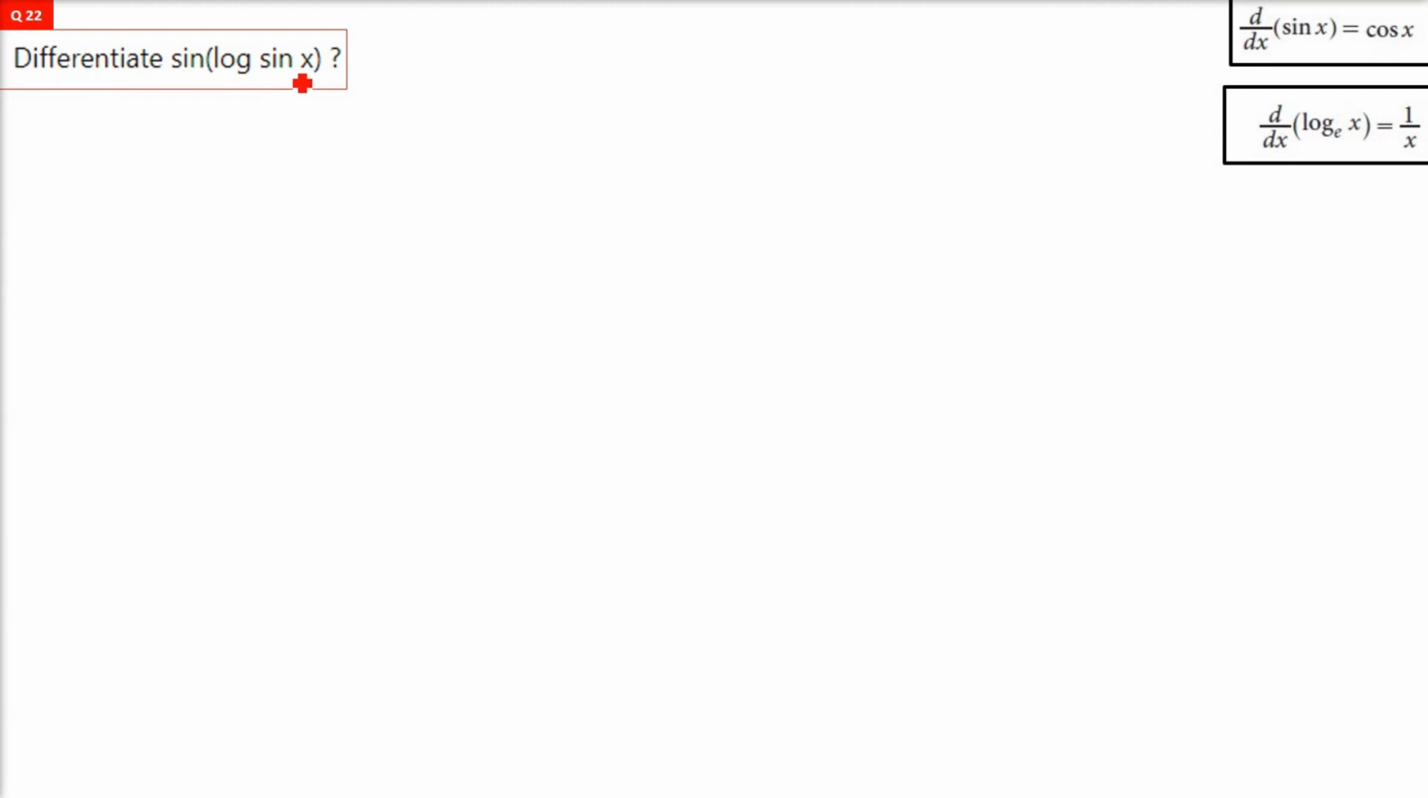Differentiate sine of log sin x. Sin x, the differentiation is cos x. Log x, the differentiation is 1 by x. So y equals sine of whatever is inside, call it z for now. So dy by dz of sine z will be cos z. So cos log sine x it will be.